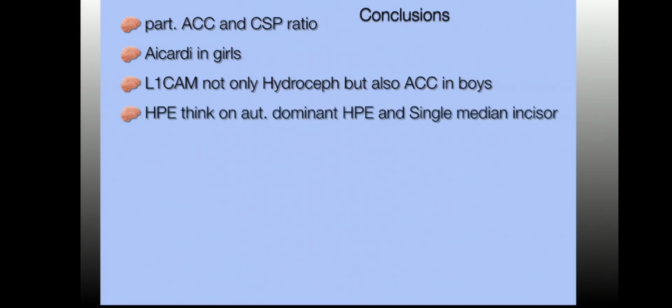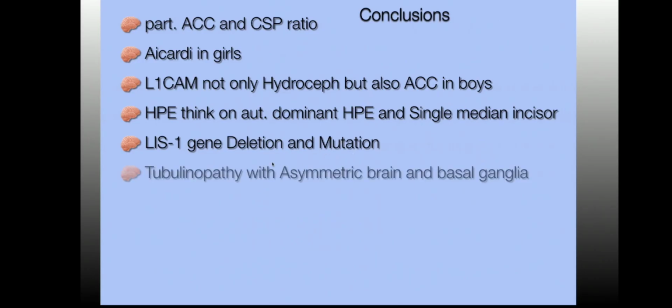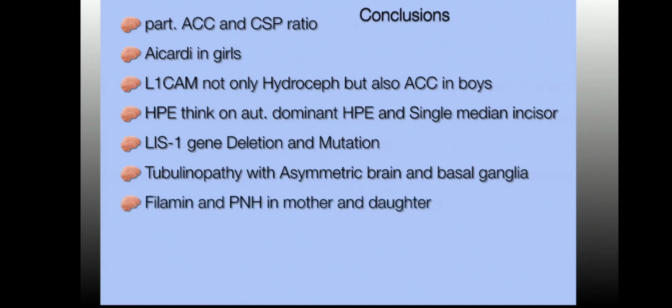We discussed also in holoprosencephaly, don't think only in the level of aneuploidy, but seek also for the autosomal dominant non-syndromic holoprosencephaly, and occasionally you can integrate the single median incisor as a new sign. Check for LIS1 gene deletion and mutation in cases you have lissencephaly. Tubulinopathy is typical when you have asymmetric brain and asymmetric basal ganglia. Filamin conditions when you have the mother and the fetus having a posterior fossa dilation or periventricular heterotopia.